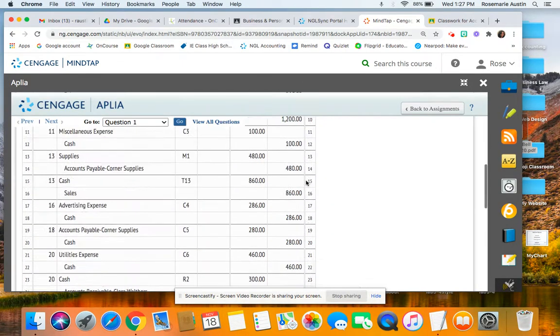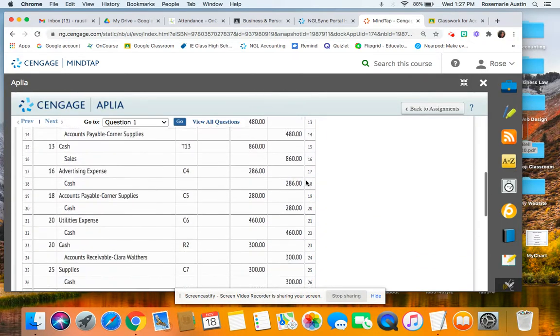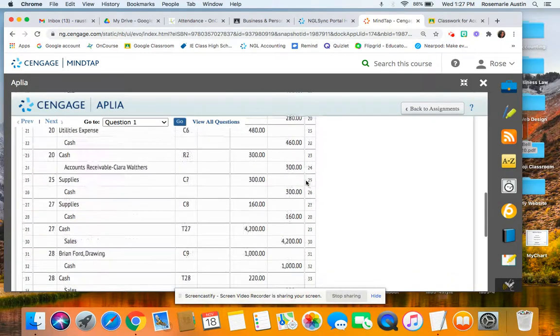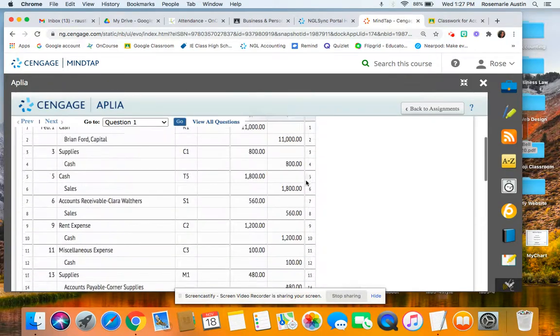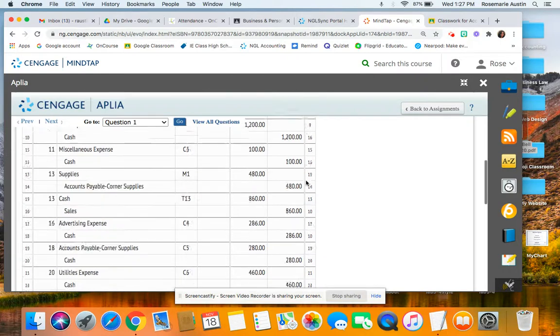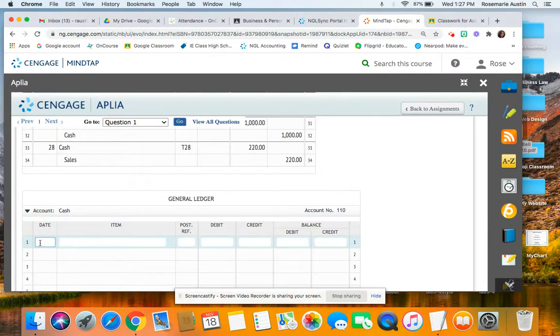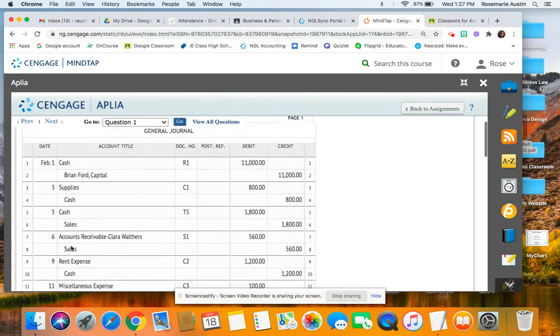This journal here on step 2 has already been completed because I didn't complete it in the first step, but it's done here on the system. So I'm going to trust that it's correct. It should be. I'm going to open up the cash account, and I'm going to do this quickly. I'm going to put in the dates first and transfer all of these cash transactions as soon as I can.